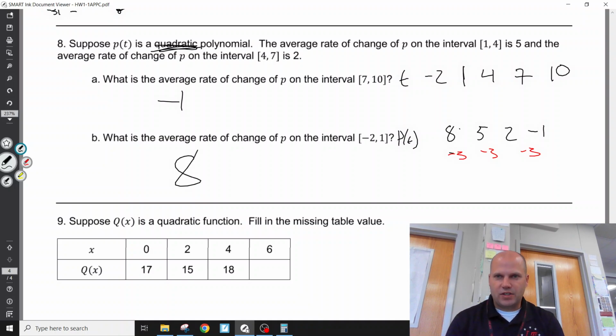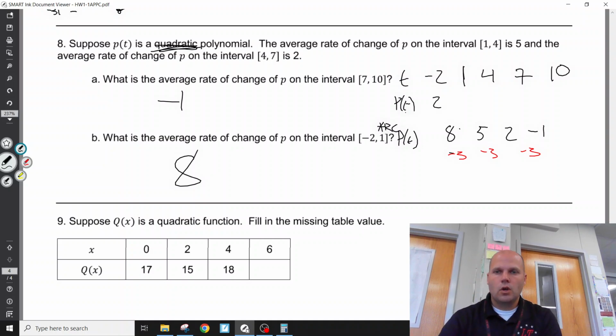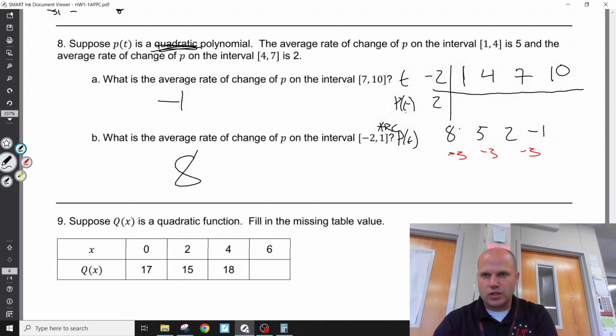Now, what's great about this, guys, is if I give you the average rate of change of P of T, and if I give you one value of P of T, say P of T started at 2, you can fill out the rest of the values of P. And this is kind of what the next problem is. Okay, I'm going to show you this example here so the next one makes sense.